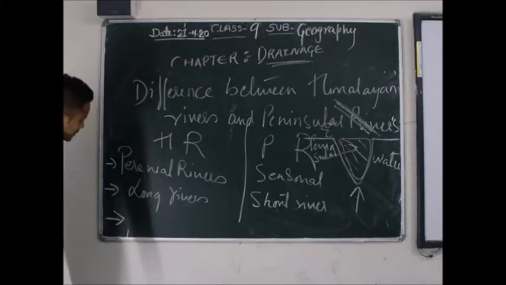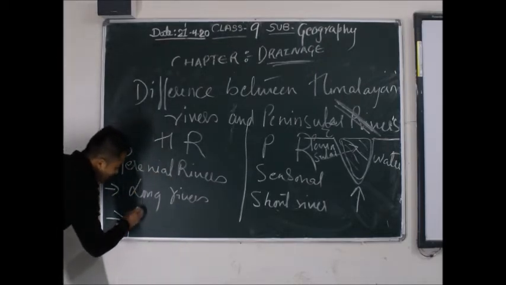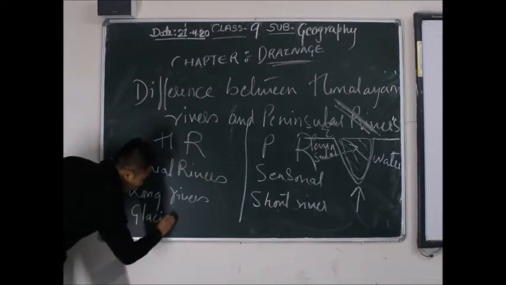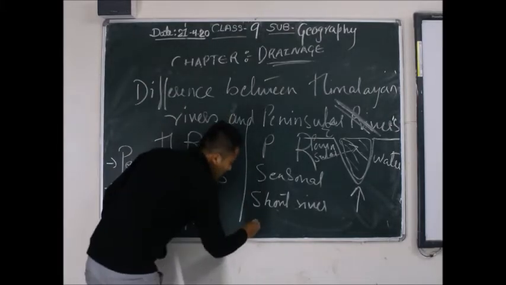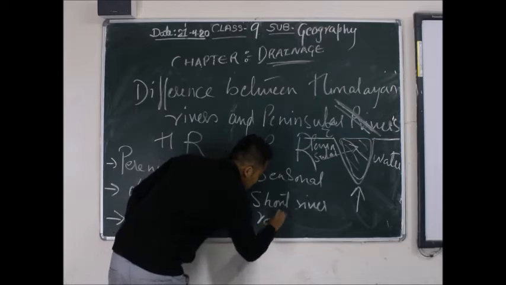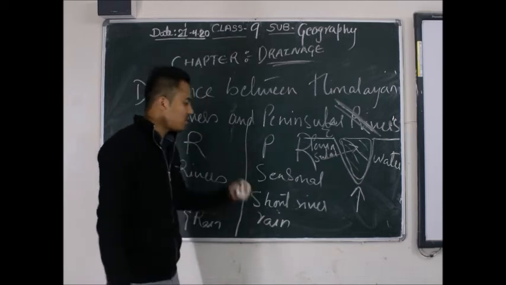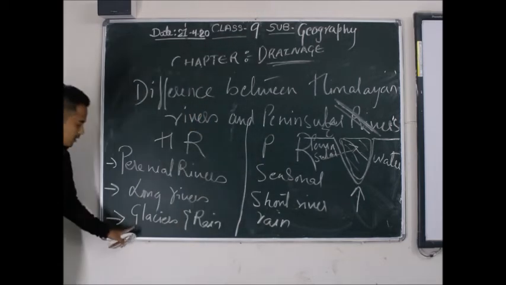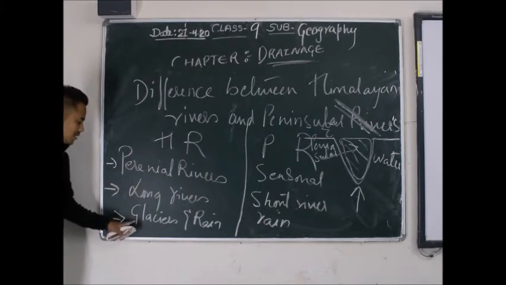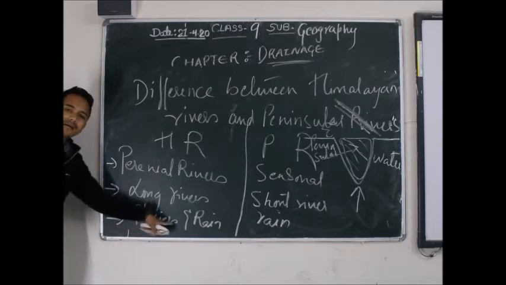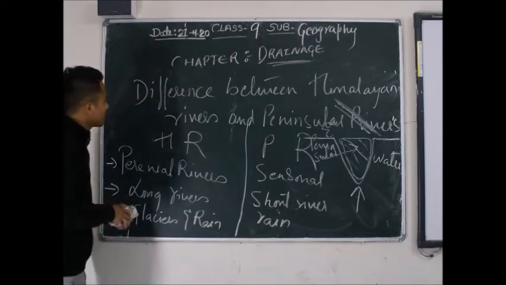Another point: where is the source of Himalayan rivers? The source of the Himalayan rivers is glaciers and rain, while the source of the peninsular rivers is only rain. It depends on rain. When there is rainfall, in the monsoon season, these rivers occur. If there is no rainfall, the river will disappear. But the Himalayan rivers, formed through the melting of ice from the glaciers in the mountains, flow throughout the year.